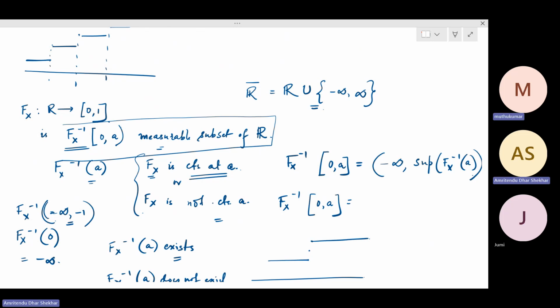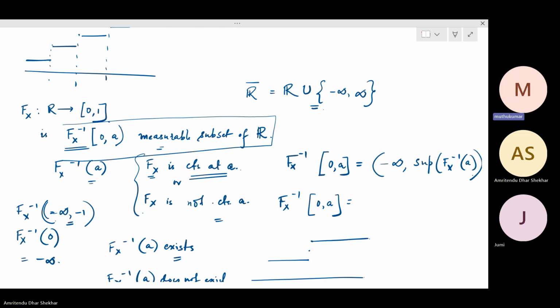If it is not an extended real line, then if you do something like fx inverse of one, let's say, it's still a measurable set, right? I don't see why it should not be a measurable set. Yeah, it is still going to be a measurable set.